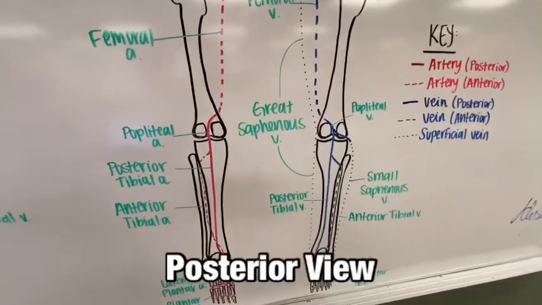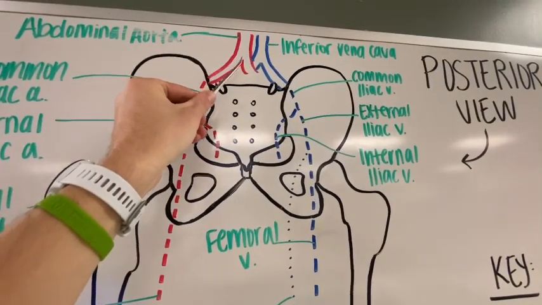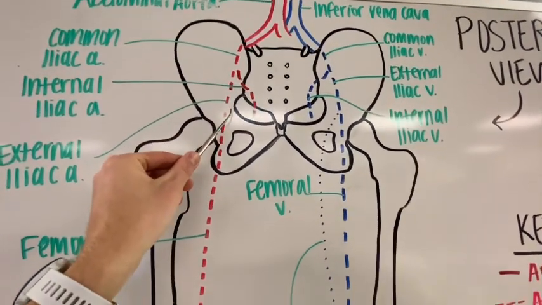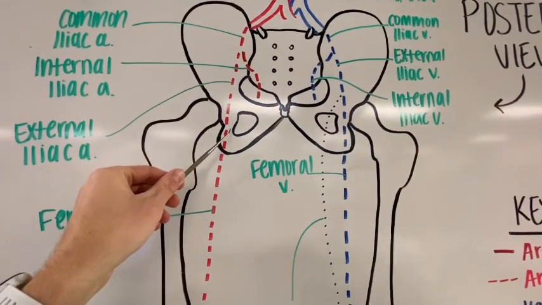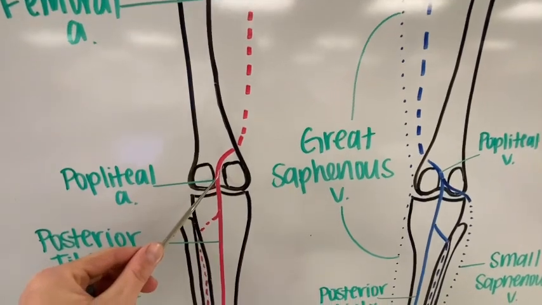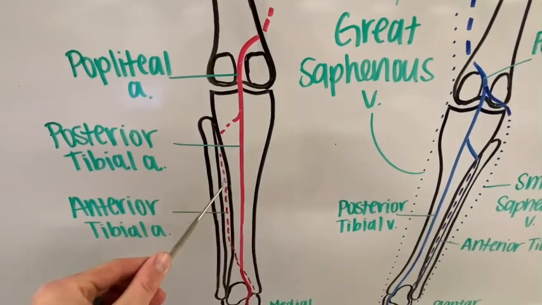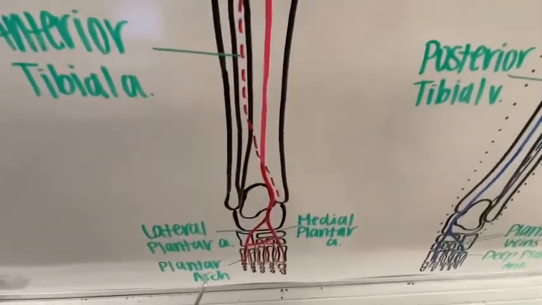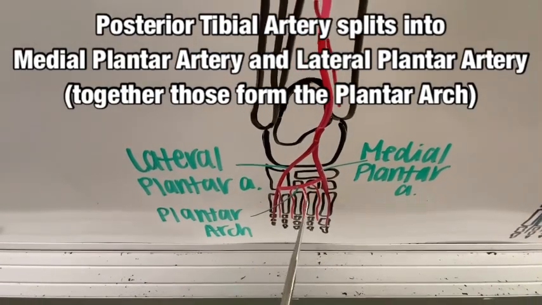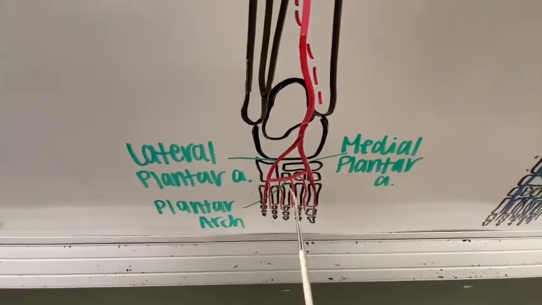Let me show this again, but this is showing a posterior view. So you can see the same things: abdominal aorta, common iliac, external and internal iliac. Dotted line now means you're anterior in this posterior view. Femoral, and then boom, femoral turns into popliteal as it becomes posterior. Posterior tibial keeps going down, anterior goes to the front. Where's that posterior going? Here it is, medial and lateral plantar with the plantar arch. So this would be the terminal destination of the arteries in the foot.